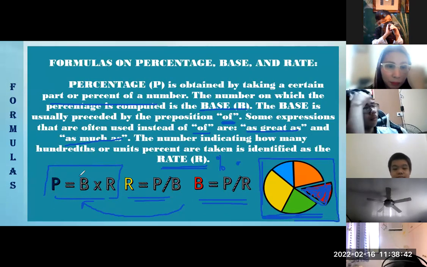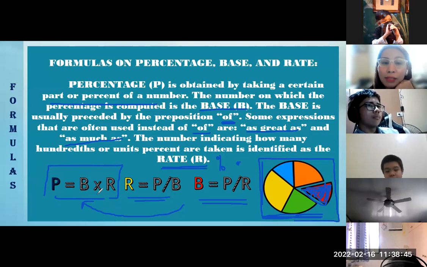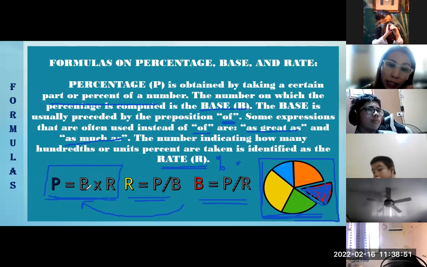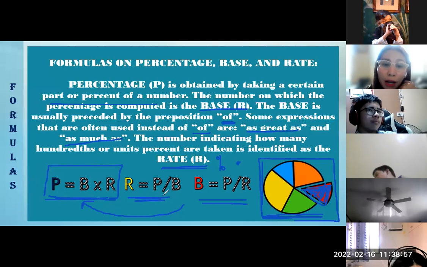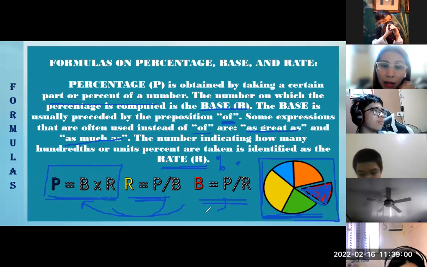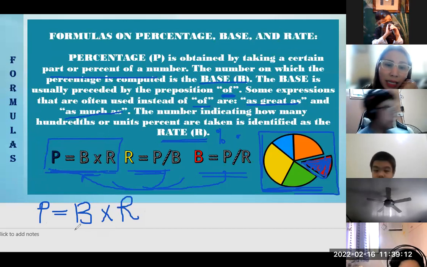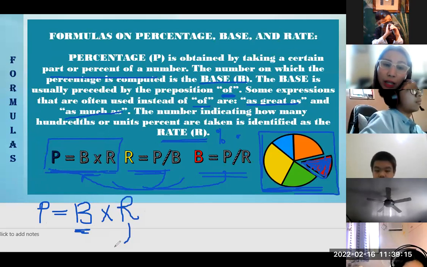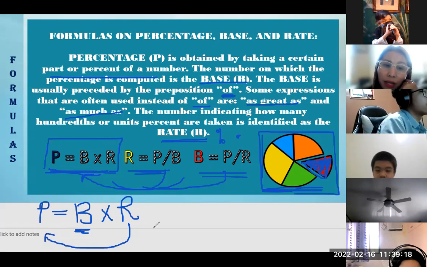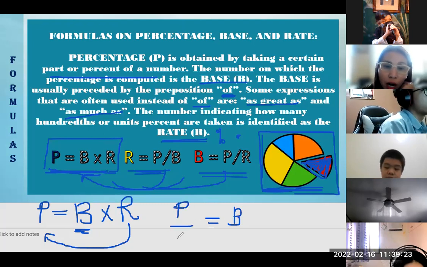Percentage is equals to base times rate. So, memorizing nyo to, kahit ito lang yung memorize nyo, percentage equals BR, base times rate, and then dito lang din naman galing itong formula sa rate and the formula for the base. So, example, the percentage equals the base times rate. Let's say, the missing is the base. So, transfer nyo lang itong rate to the other side. Okay? Now becomes B equals P over R.